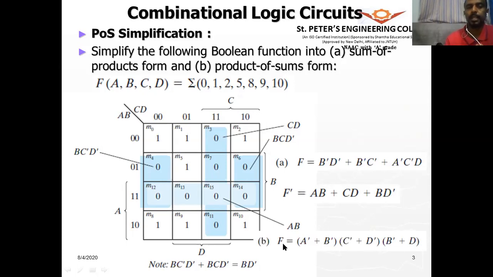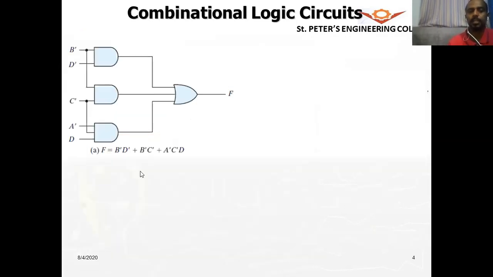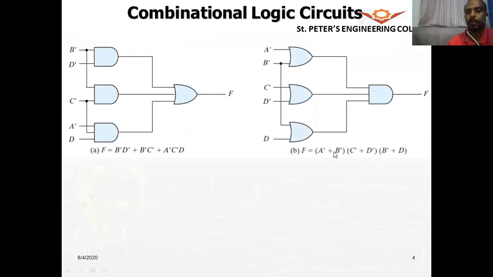Let us take the realization. So this is the SOP form realization, and this is the POS realization, product of sums. This is sum of products. So we can see the difference. Here AND gates and 3 input. Here AND gates are used and an OR gate is used. Here OR gate and AND gates are used. All right.